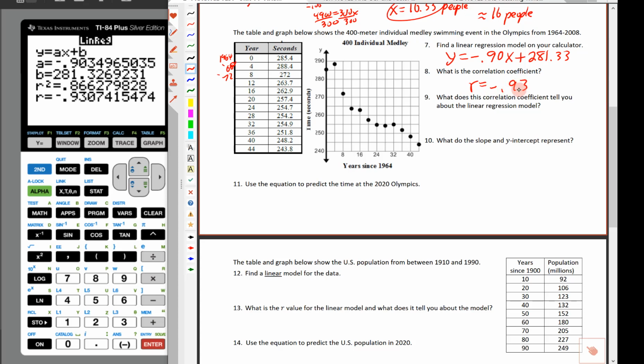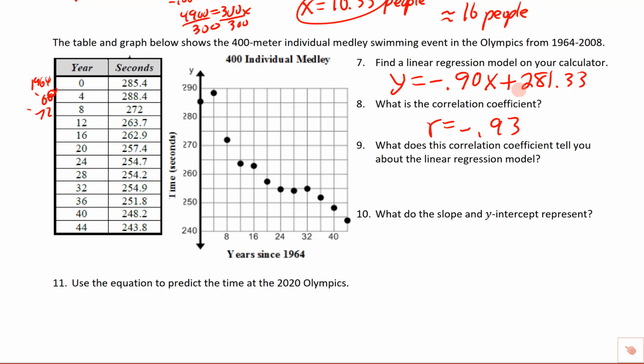Now, what does this correlation coefficient tell you about the linear regression model? Well, the sign tells us that there's a negative relationship. Okay, so it would have a negative slope. So negative slope. It's going to be going down from left to right. And the fact that it's a number that's pretty close to 1 or negative 1, we would say that there is a strong relationship. Strong relationship.